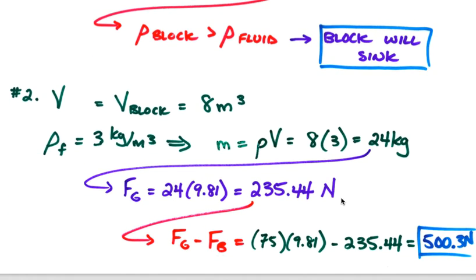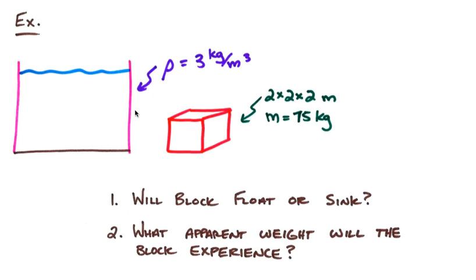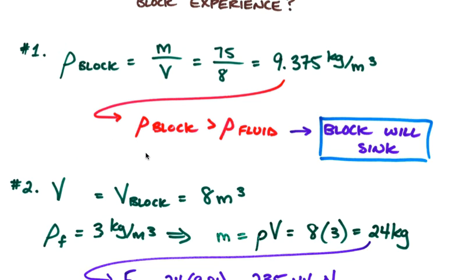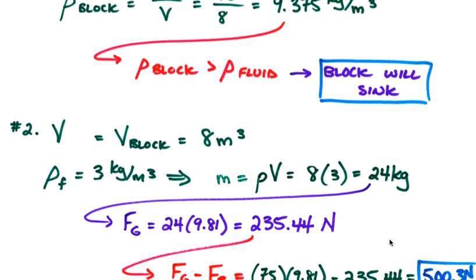If I want to determine what its apparent weight would be, I'm going to have to figure out what the buoyant force is. Since the block sinks entirely, this entire volume will displace that same volume of fluid, which is 8 cubic meters. The density of the fluid was given as 3 kilograms per meter cubed. I can therefore find the mass of the fluid that's been displaced: 24 kilograms. Once I find that, I can use it to find the force of gravity of the water that's been displaced, which gives me my buoyant force.